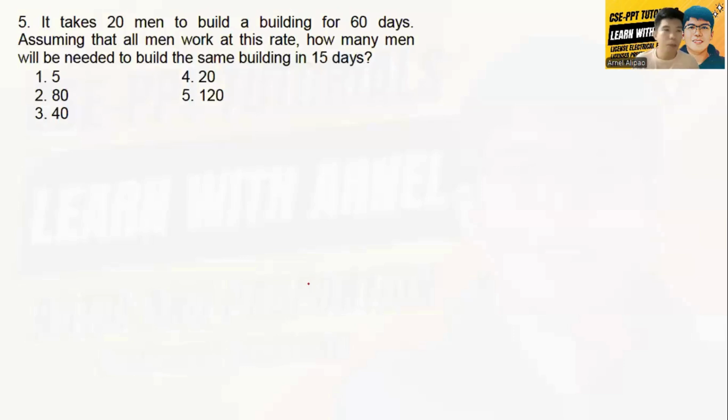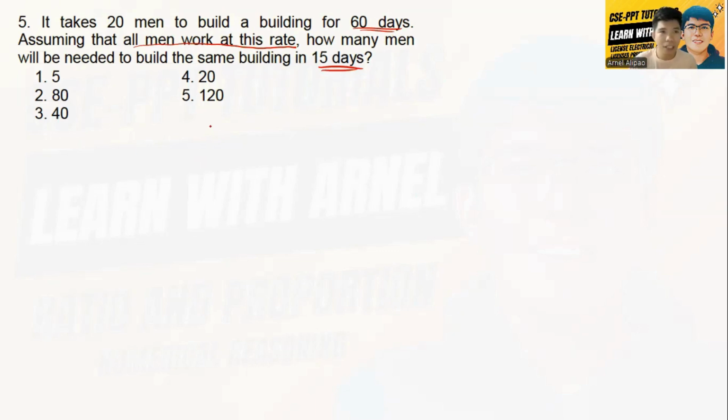Let's have another problem. Here we have, it takes 20 men to build a building for 60 days. Assuming that all men work at this rate, so take note of this, how many men will be needed to build the same building in 15 days? So from 60 days, the building has to be completed in 15 days. So meaning, in our mind, we should have already the idea that we have to add more men so that instead of 60 days, the work will be done in 15 days.